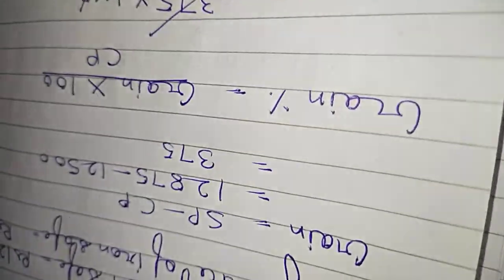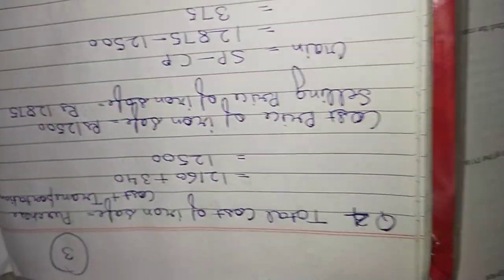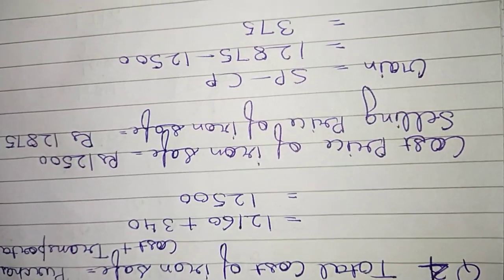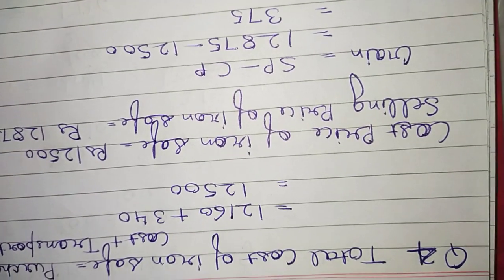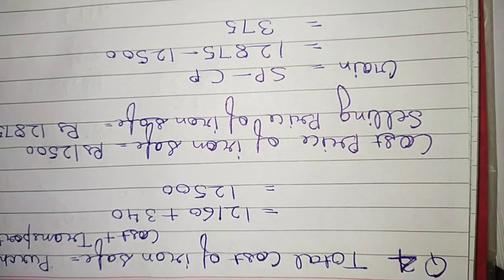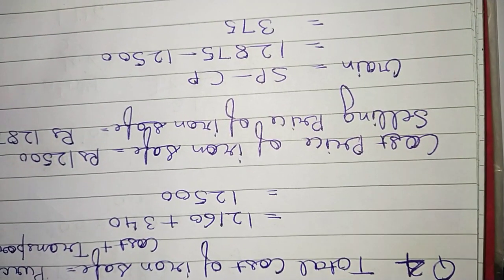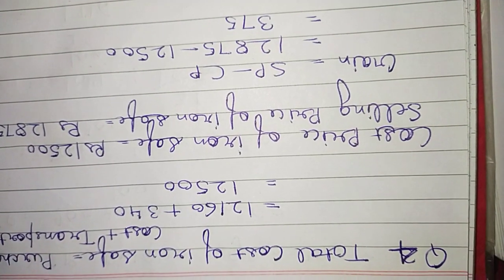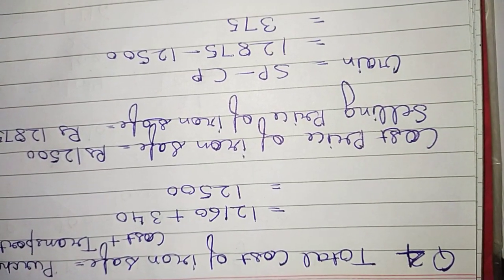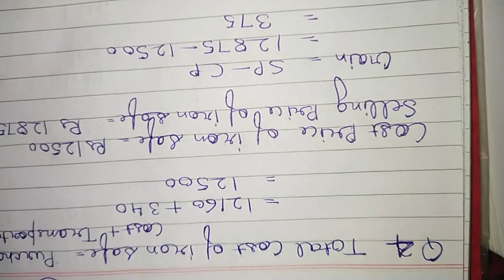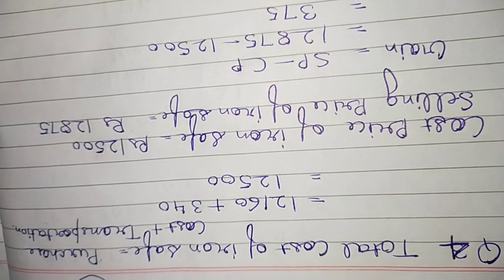Now coming to question number 4. The statement is: Manjeet bought an iron safe for rupees 12,160, and he paid rupees 340 for its transportation. Then he sold it for rupees 12,875, and we have to find out the gain percentage.